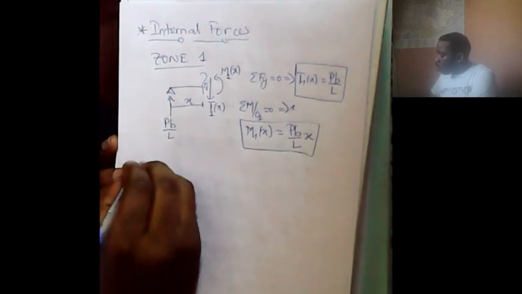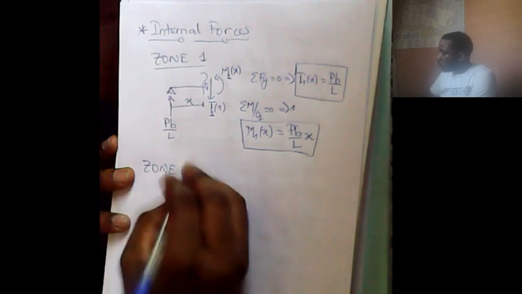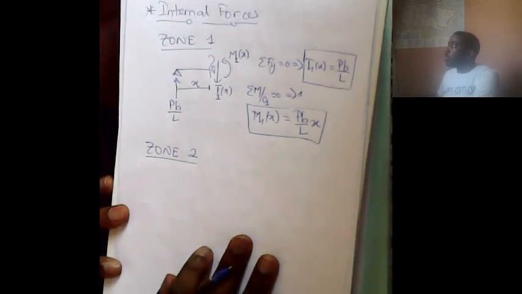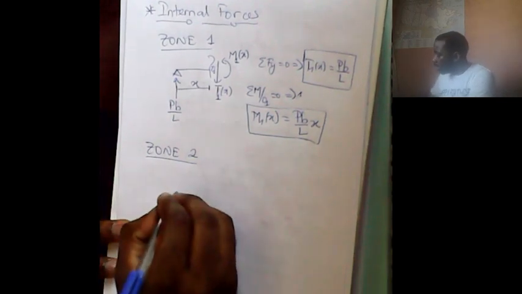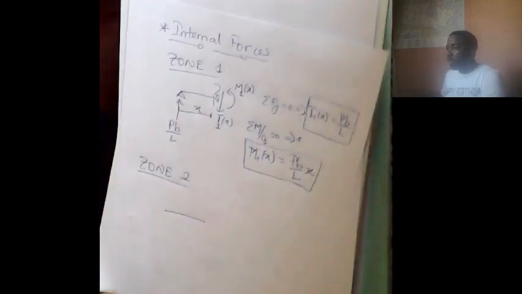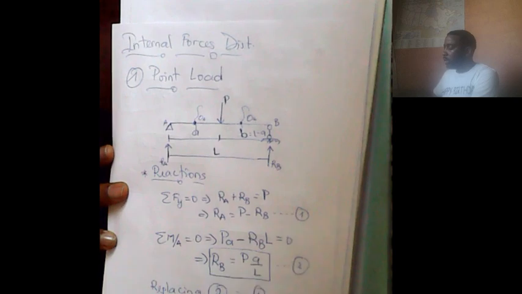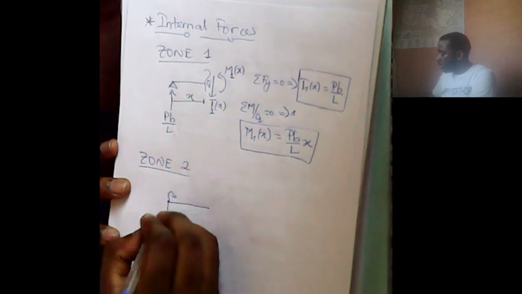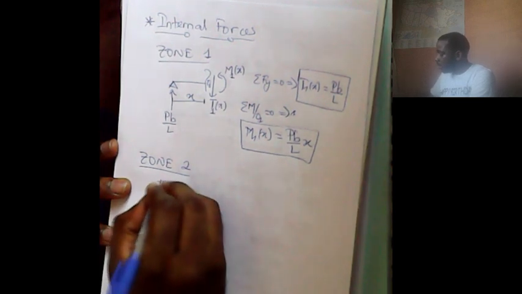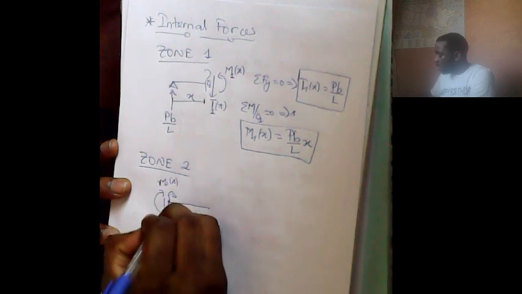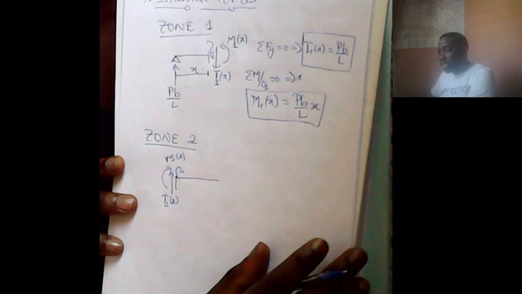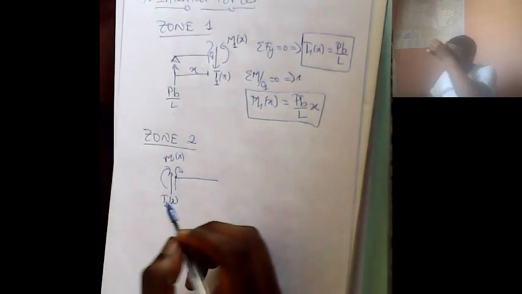Next, zone 2. Zone 2, how will I cut? So zone 2, I can cut and then have something like that. I'll cut and look this way, all right? So zone 2, this is my O2, right? The moment here will be M2 of X, and then I have my shear here to be T2 of X. I hope that what we are doing is clear till now. So M2 of X and here T2 of X.